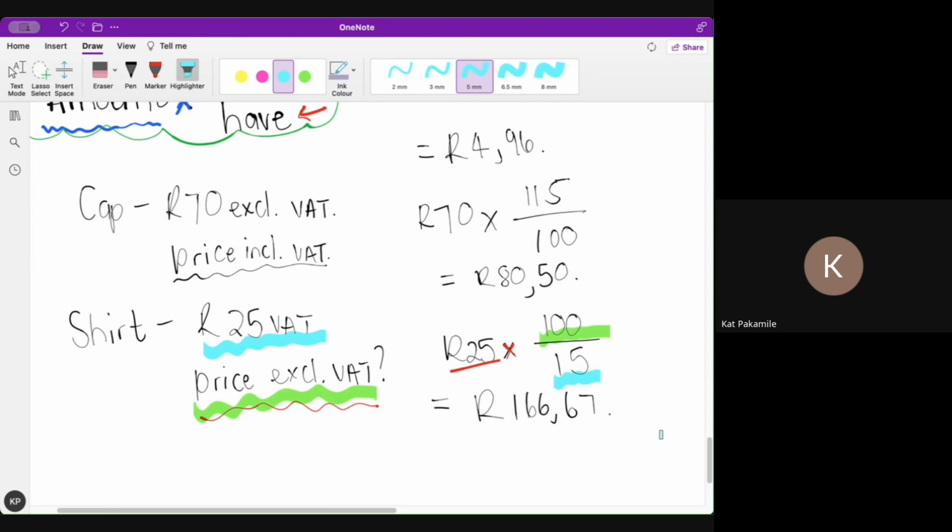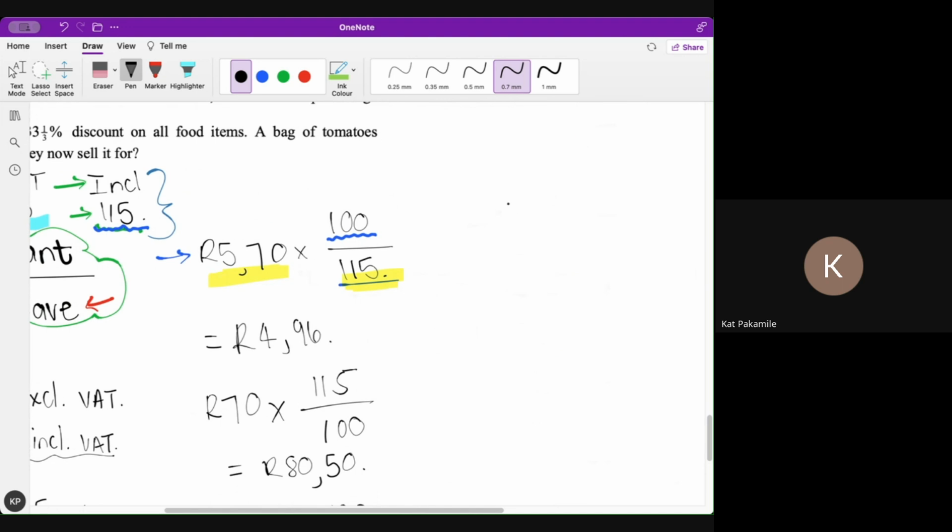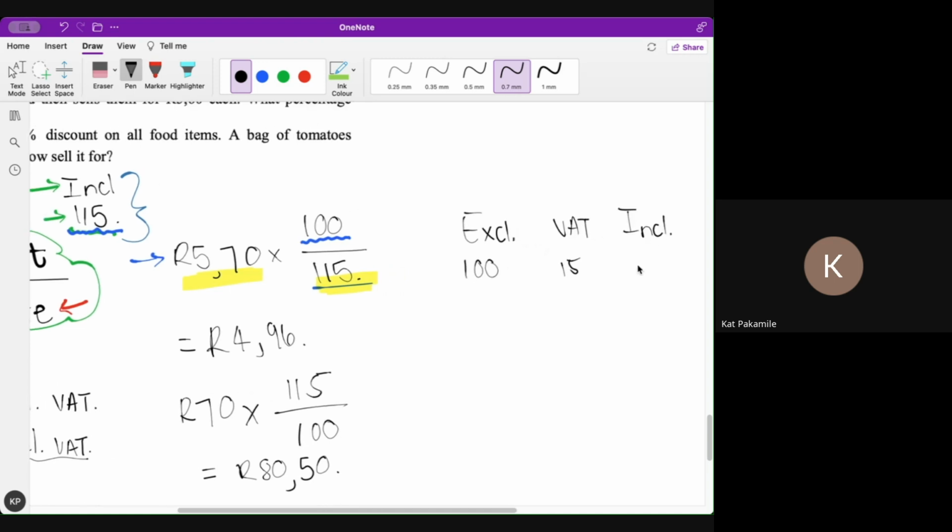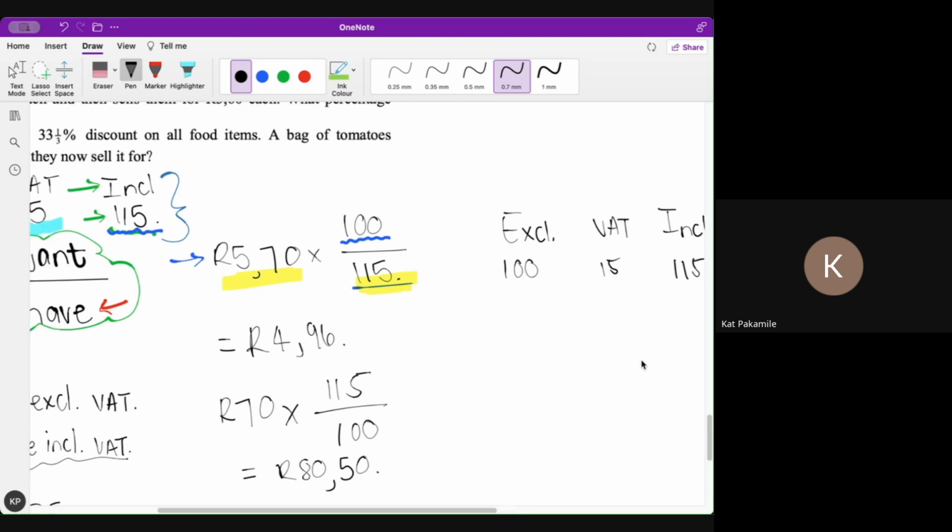And Le Achille, I'm still waiting for your question, my darling. You're welcome. Okay, I'm going to wait for Le Achille's question. Is there anyone else who has any doubts about what's going on here? As soon as you get to a test, you just make a table for yourself. You say my price excluding VAT is 100, and then my VAT is always 15, and my price including VAT is always 115. Okay?